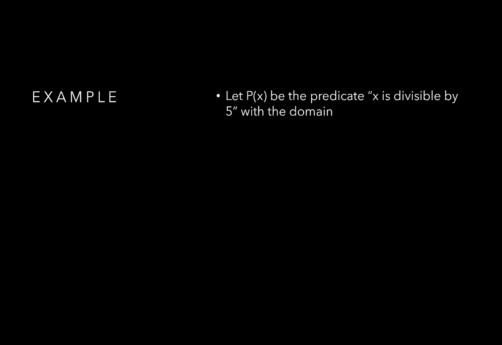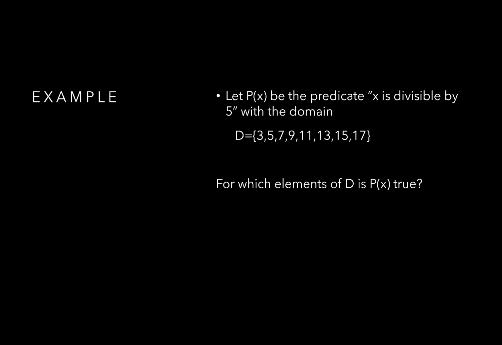Let's try this example. We're going to let P of x be the predicate x is divisible by 5 with the domain D that's equal to the set {3, 5, 7, 9, 11, 13, 15, 17}. We want to know which elements in D make the predicate P of x true. We need to look through the set D and find all numbers that are divisible by 5, which in this case are only two of them, 5 and 15.